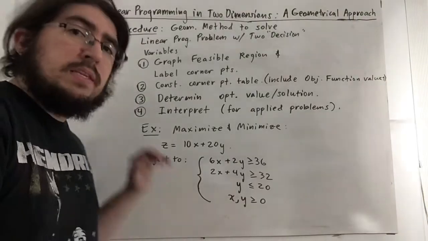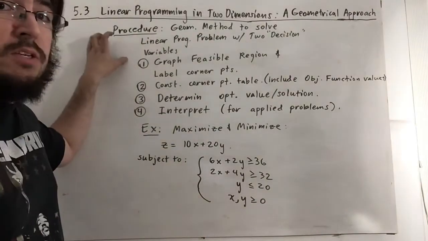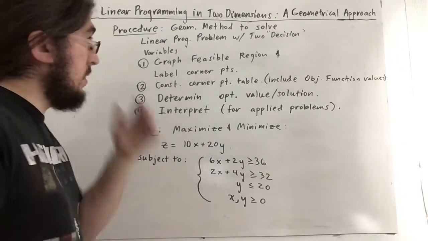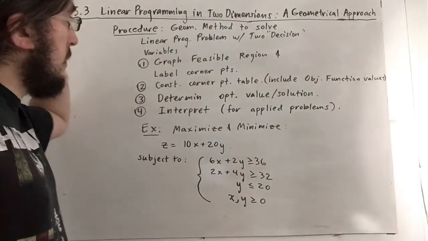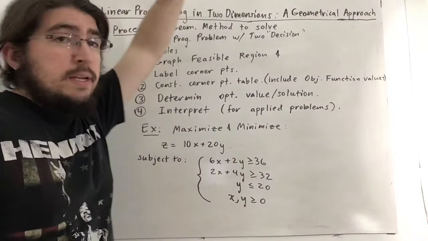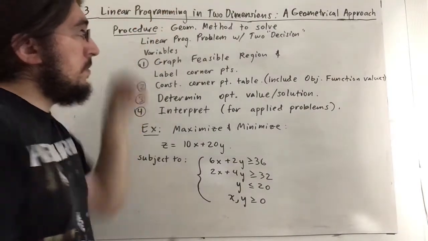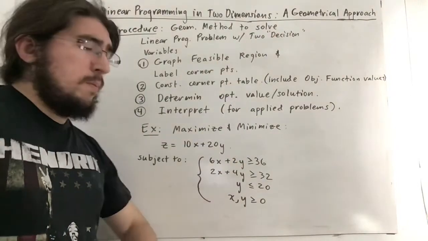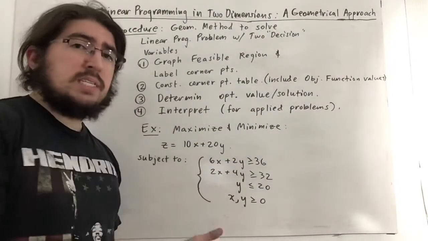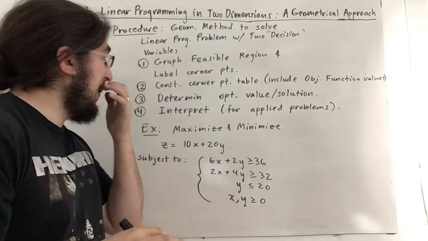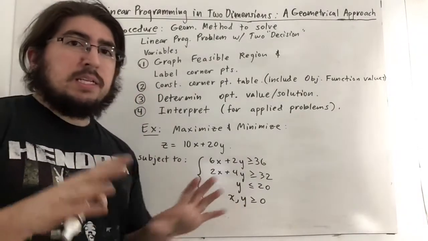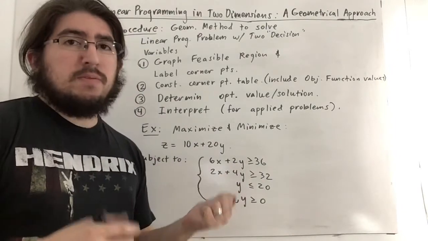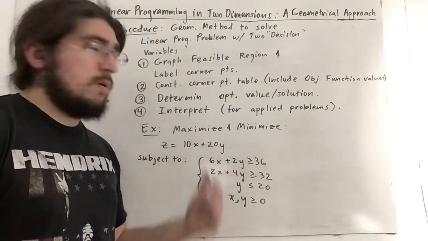Okay, so before we begin this example, I want to go over the procedure that I've mentioned previously that we applied for the previous example. This procedure is the geometric method to solve linear programming problems with 2 variables, and they're called decision variables. So x and y from the previous example are decision variables. Basically, we get to decide what those values are equal to in the end to find an optimal value, or optimal solution, as it's also known.